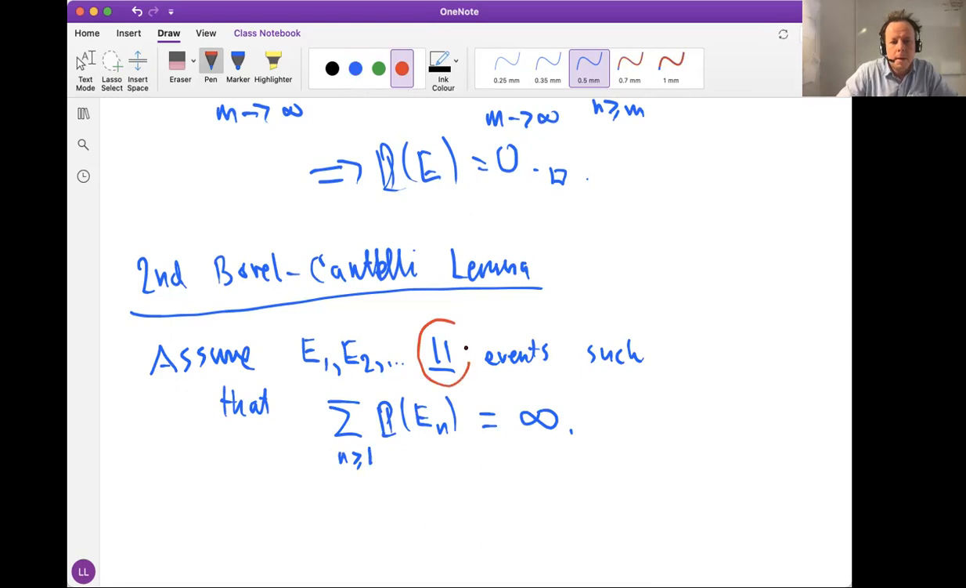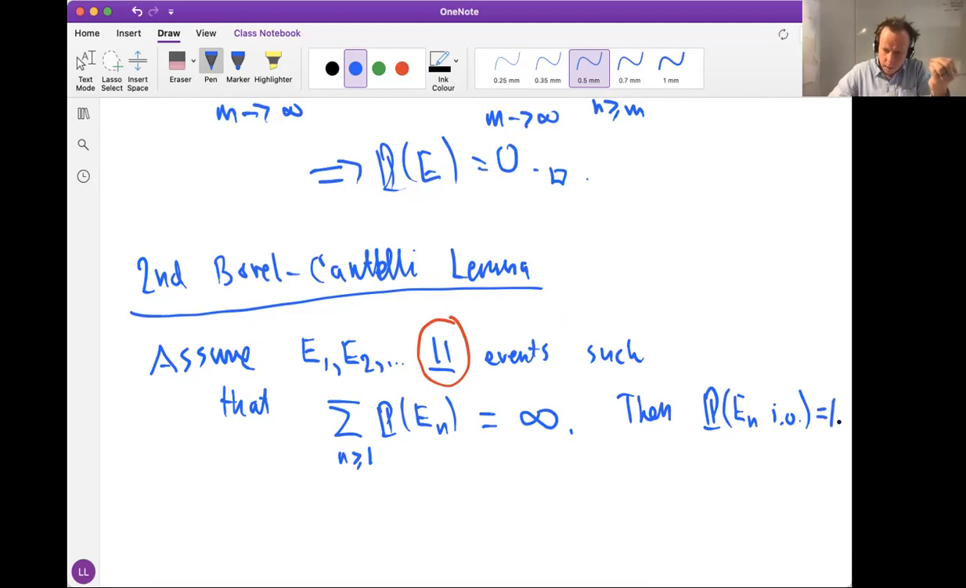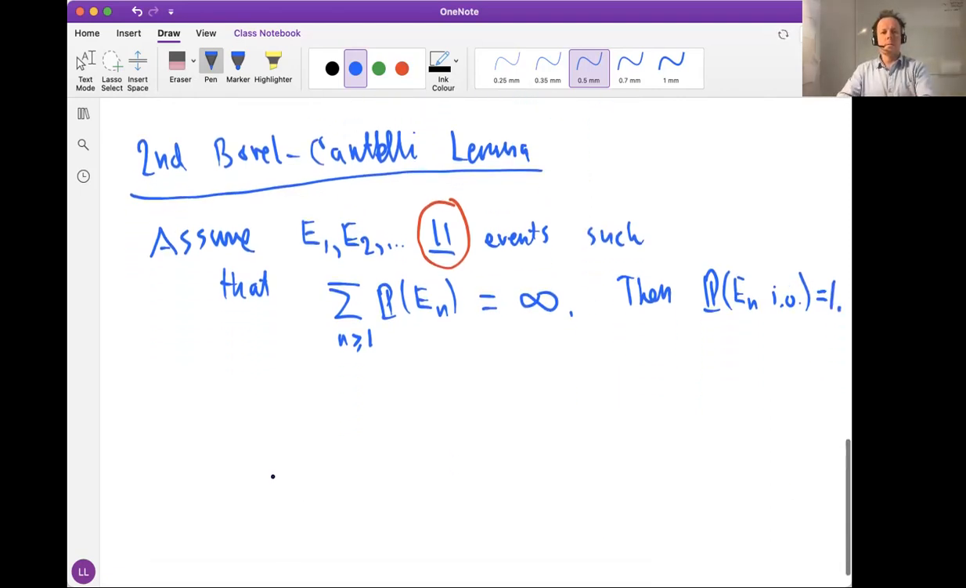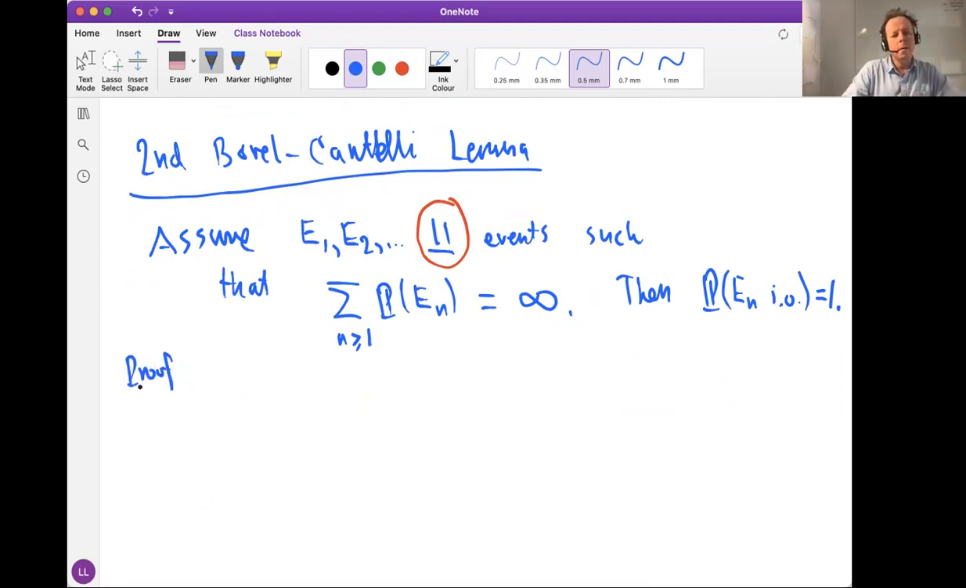We emphasize independence. Here it is needed. Then the probability of En happening infinitely often is not 0. It's not 1/2. It's not 0.8. It is precisely 1. That's the second Borel-Cantelli lemma. To understand why and what's going on here, let's sketch a proof.